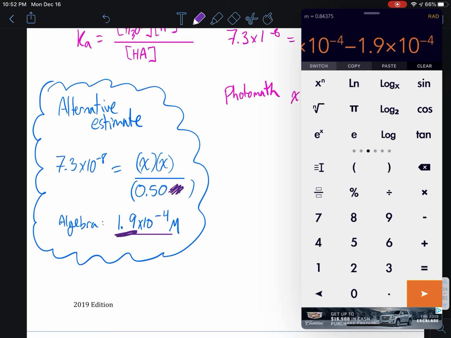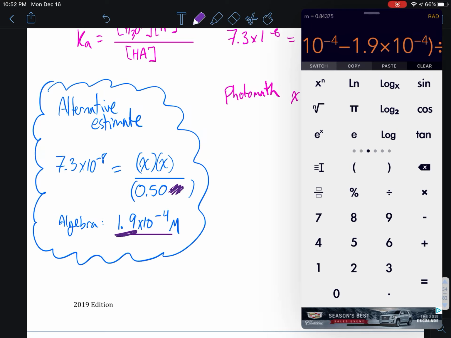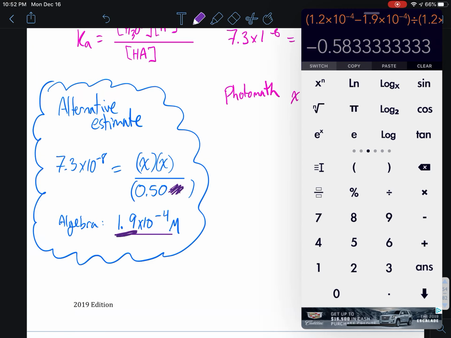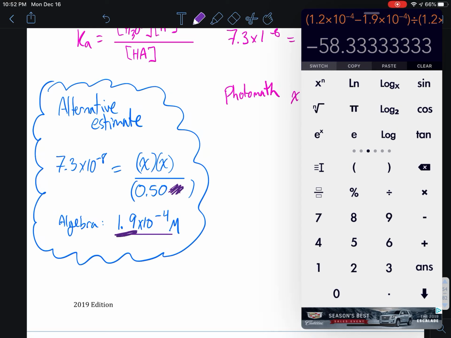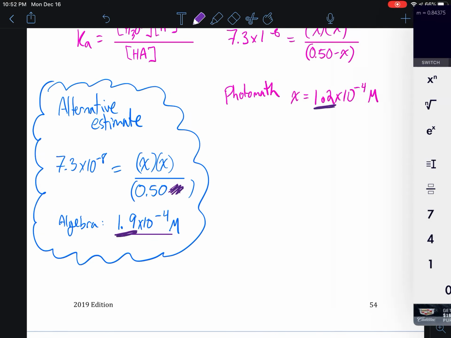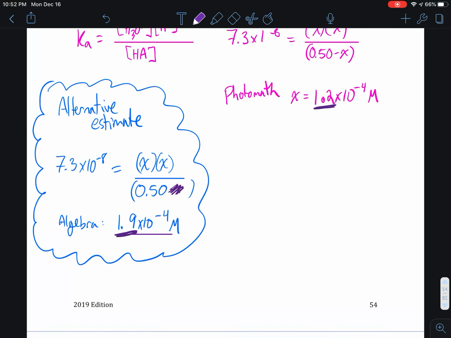So 1.9 times 10 to the power of negative 4. And you know, I'm doing so much more work than I need to, divide that by our real number, 10 to the power of negative 4, and I need to put some brackets in. You know, this is just a lot of math. This is something we did a lot of back in the day. So that's 50% error. That's actually kind of high, 58%. So that may be more of an estimate than we want.